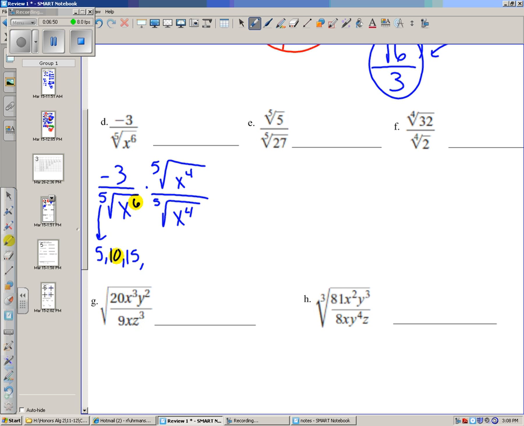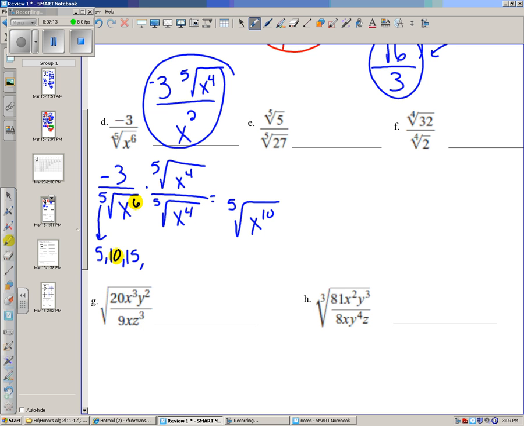And now the denominator has a perfect fifth root, x to the 10th, which going into the answer space just becomes x squared in the denominator. And as far as the numerator goes, I can't combine those. One's outside of this fifth root, one's inside, so I'm just going to put them together like this. And then that's it for D.